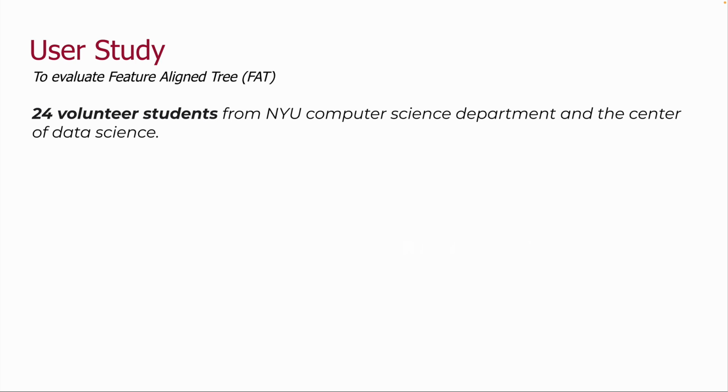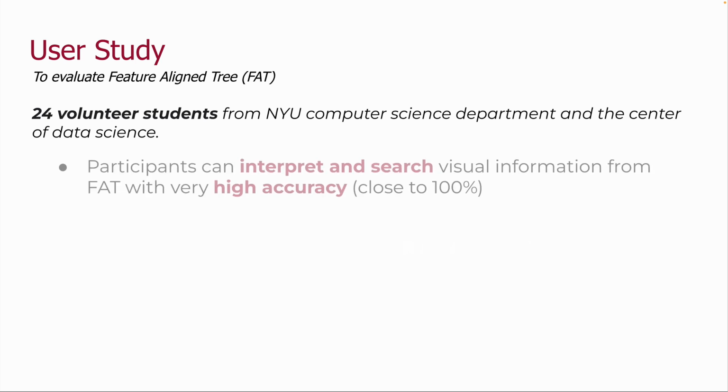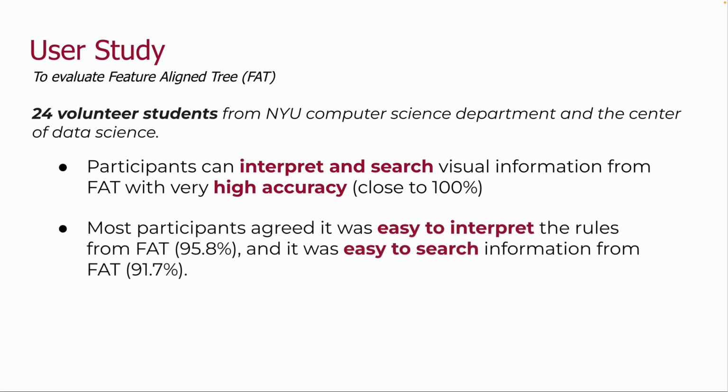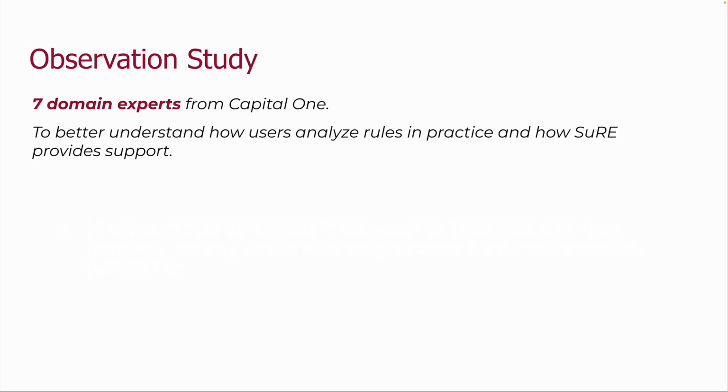Because the text representations can be directly read and interpreted, we want to know whether new users can easily use feature-aligned trees. So we conducted a user study with 24 volunteer students from NYU. We found that participants can interpret and search visual information from feature-aligned trees with very high accuracy. In addition, most participants agreed that it was easy to interpret the rules from feature-aligned trees and easy to search information from feature-aligned trees.